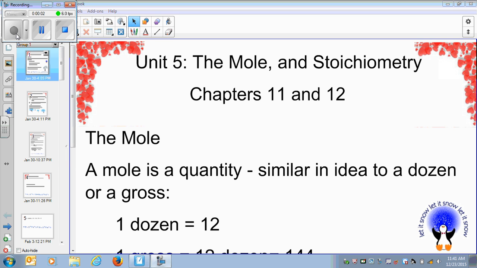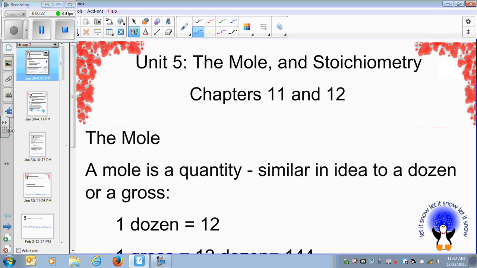Hi everybody. We are starting a new unit, and this is the first lesson of that unit, Unit 5. This unit is a lot about math. It's moles and stoichiometry and empirical formulas, percent composition. So it's basically a mathematical unit.